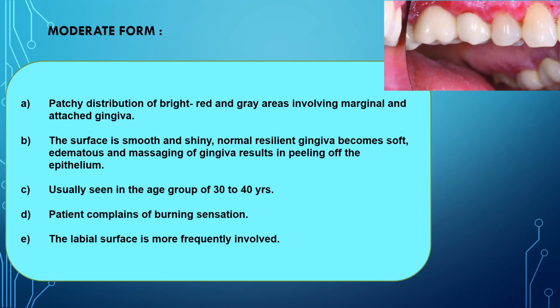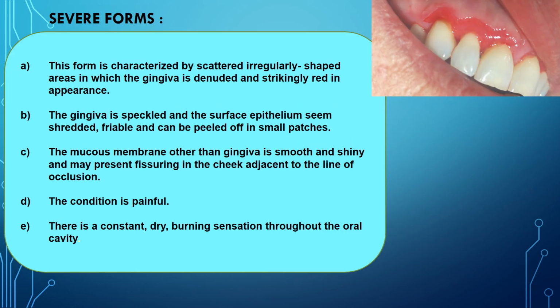So coming to the moderate form, it appears as a patchy distribution of bright red and gray areas involving the marginal and attached gingiva. You can see in the picture that it appears as a patchy distribution. The surface will be smooth and shiny. Normal resilient gingiva becomes soft and edematous, and massaging of the gingiva will result in peeling of the epithelium. It is usually seen in the age group of 30 to 40 years. The patient usually complains of burning sensation. The labial surface is more frequently involved.